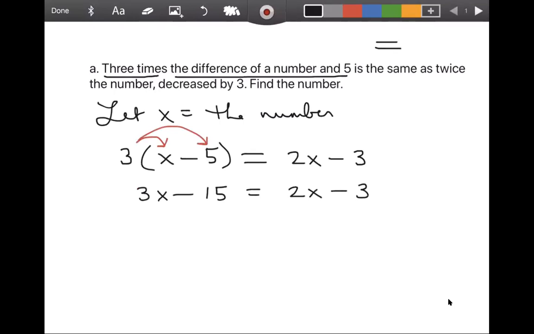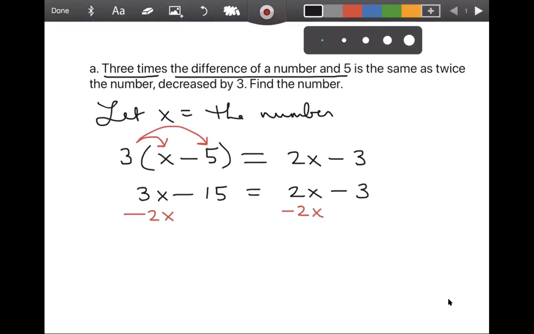Step 3 is to combine like terms on the left side and combine like terms on the right side. There is nothing to do there. The left side and the right side are both in simplest form. So now we're going to use our addition property of equality to get x's with x's and numbers with numbers. So why don't we go minus 2x on both sides?